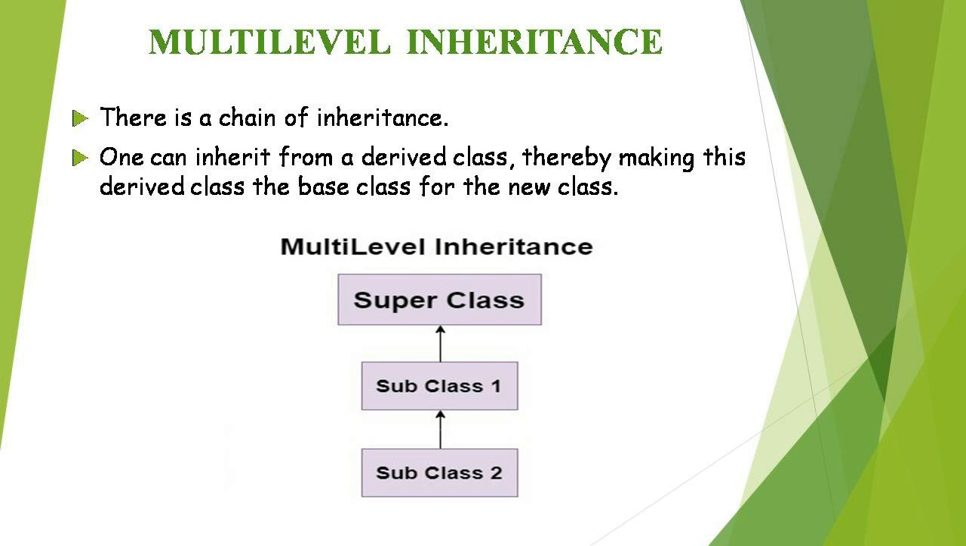Here is the diagram. First of all, on the top there is a superclass and there are two subclasses, subclass 1 and subclass 2. Here, subclass 1 is inheriting all the properties and behaviors of superclass, and subclass 2 is inheriting all properties and behaviors of subclass 1. Here all the three are interconnected. They are forming a chain that is called multi-level inheritance.